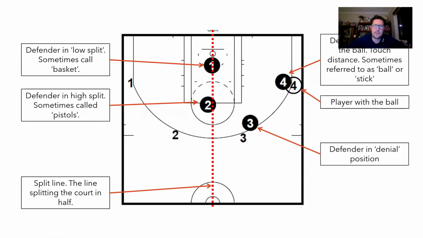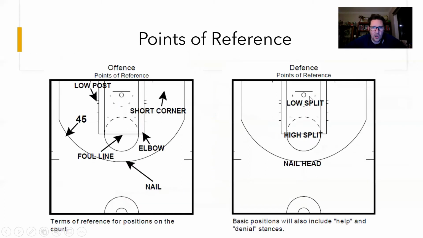So here's a bit of a demo on the court, what it looks like with players on the court. So this dotted red line here is the split line that we refer to. What that pretty much is, is a line to the dead center of the court that splits the court into 2. And then on that, if I just go back, you have the different types. So you can be a low split, high split, or you can be at the very top of it on the nail head.